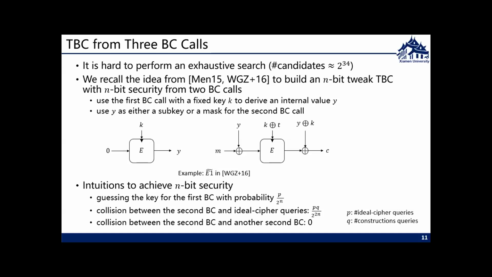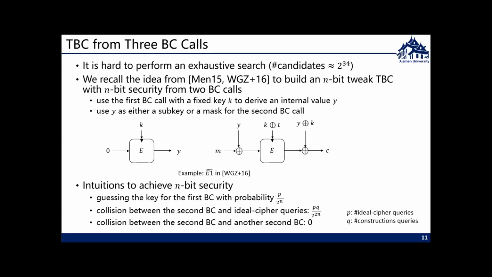So we try to consider, can we design an n-bit secure TBC supporting a 2n-bit tweak from 3 block cipher cores? But it's a bit hard to perform exhaustive search because the number of candidates is a bit high. It's 2 to the 34. It's hard to do it by hand. So maybe we try to propose some possible way to design a good one.